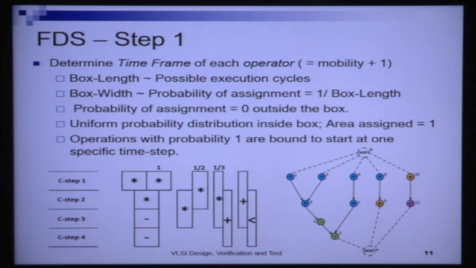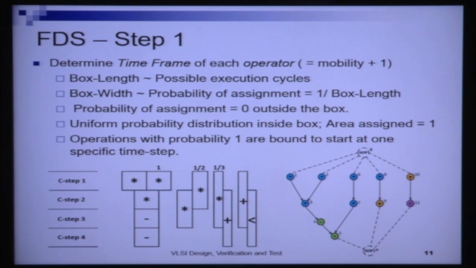For example, operation 1, V1, has a length of 1 because, if I have a latency bound of 4, operation 1 must start at time step 1 only. Similarly, operation 2 must start in time step 1. Operation 3 must start in time step 2. Operation 4 must start in time step 3, and operation 5 must start in time step 4. Why? Because these are all the operations in the critical path.